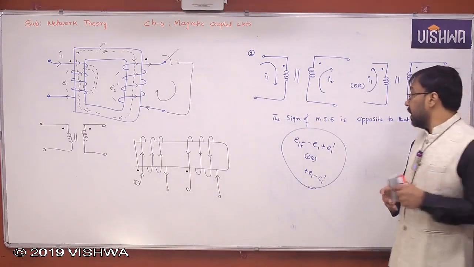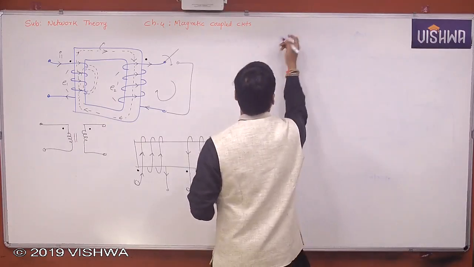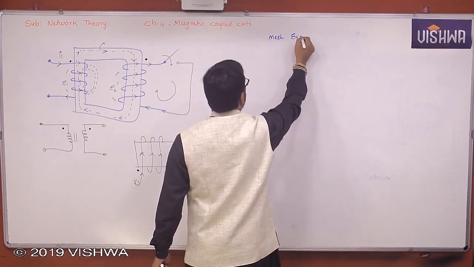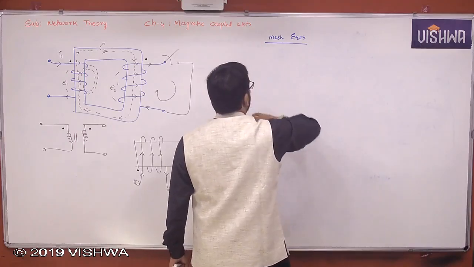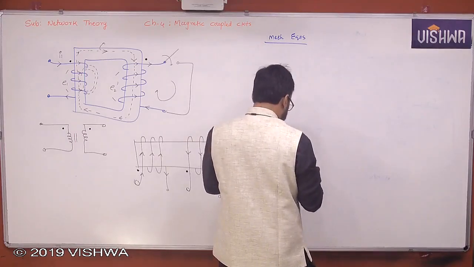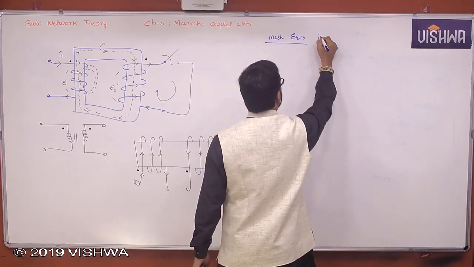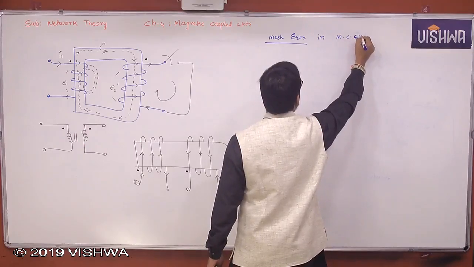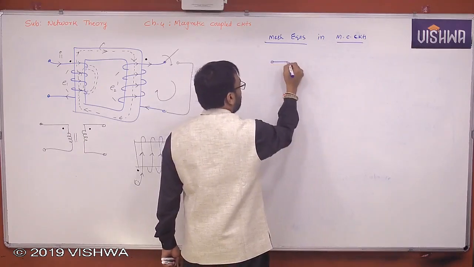Meanwhile, I just remove this part. Mesh equations. You can write only mesh equations in the case of magnetic coupled circuits. Node equations are not possible in magnetic coupled circuits. Let me take an example of it.